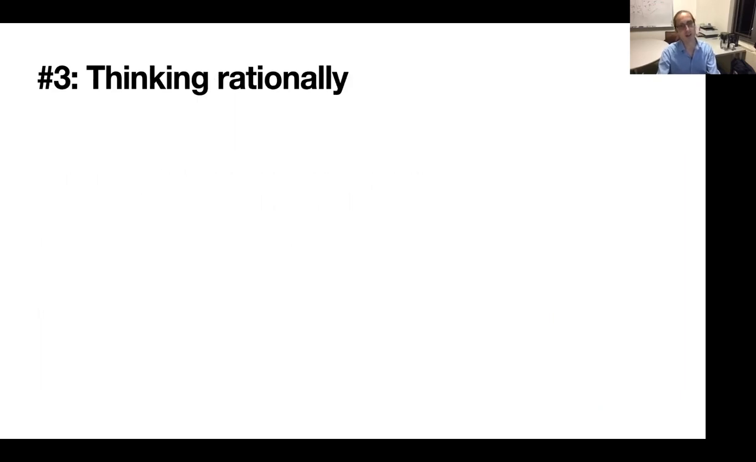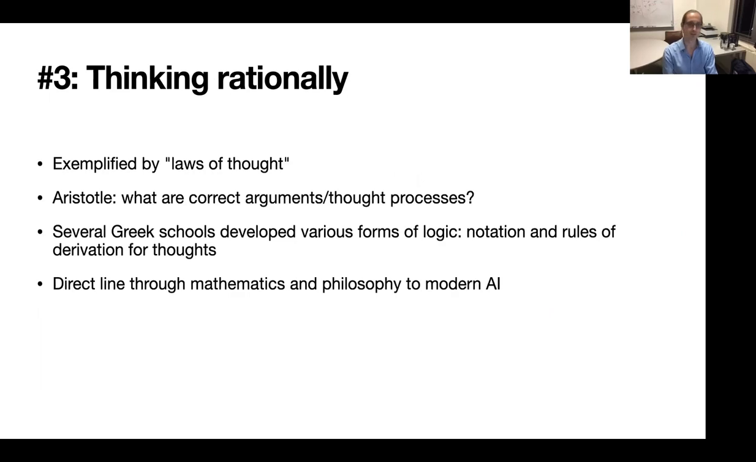But what about number three? What about thinking rationally? What do we mean by making a machine that thinks rationally? This is more related to how the ancient Greeks used to think of things. They used to think that there are laws of thought and that there are several correct arguments for different processes. And the ancient Greeks developed several forms of logic with the notation and specific rules. And this is what I mean by rationality.